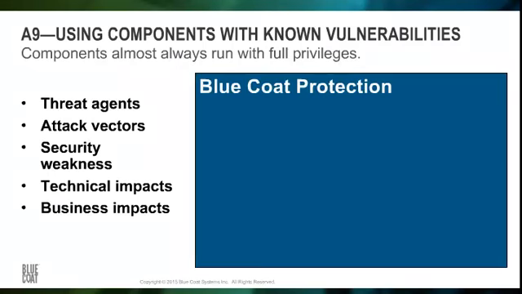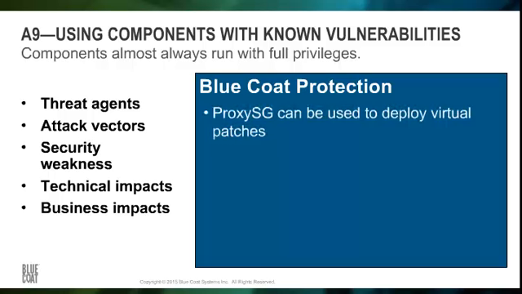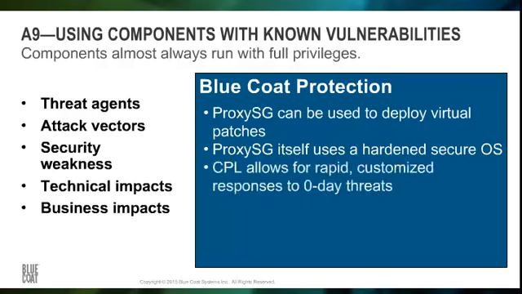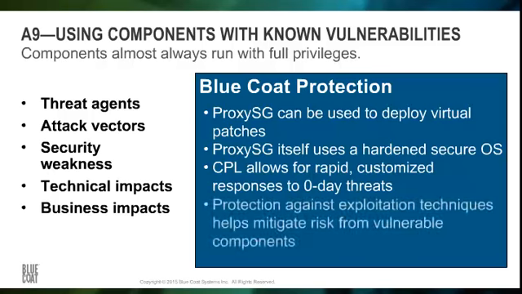The Blue Coat WAF solution offers the following protection. The ProxySG can be used to deploy virtual patches to protect vulnerable server components. The ProxySG itself uses a hardened, secure OS. Patches are provided quickly to fix vulnerabilities. In terms of new vulnerabilities, CPL allows for rapid, customized responses to zero-day threats, and the protection against exploitation techniques provided by advanced engines, as well as the blacklist and analytics filter, implicitly helps mitigate the risk from vulnerable components.